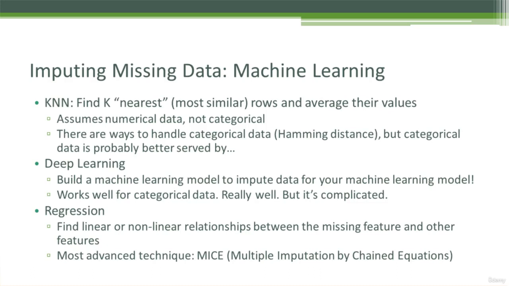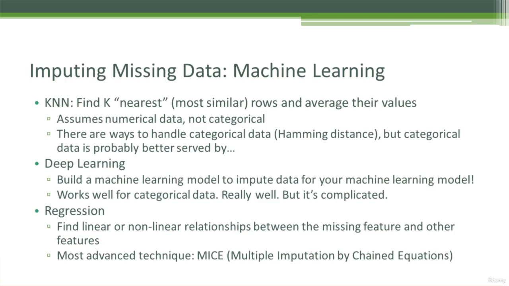If you have categorical data, you're probably better served by actually developing a deep learning model. Neural networks are great at doing categorization problems. So the idea would be to actually build a machine learning model to impute the data for your machine learning model, right? It's a kind of a cycle there. And that works really well for categorical data, really well. It's tough to beat deep learning these days.